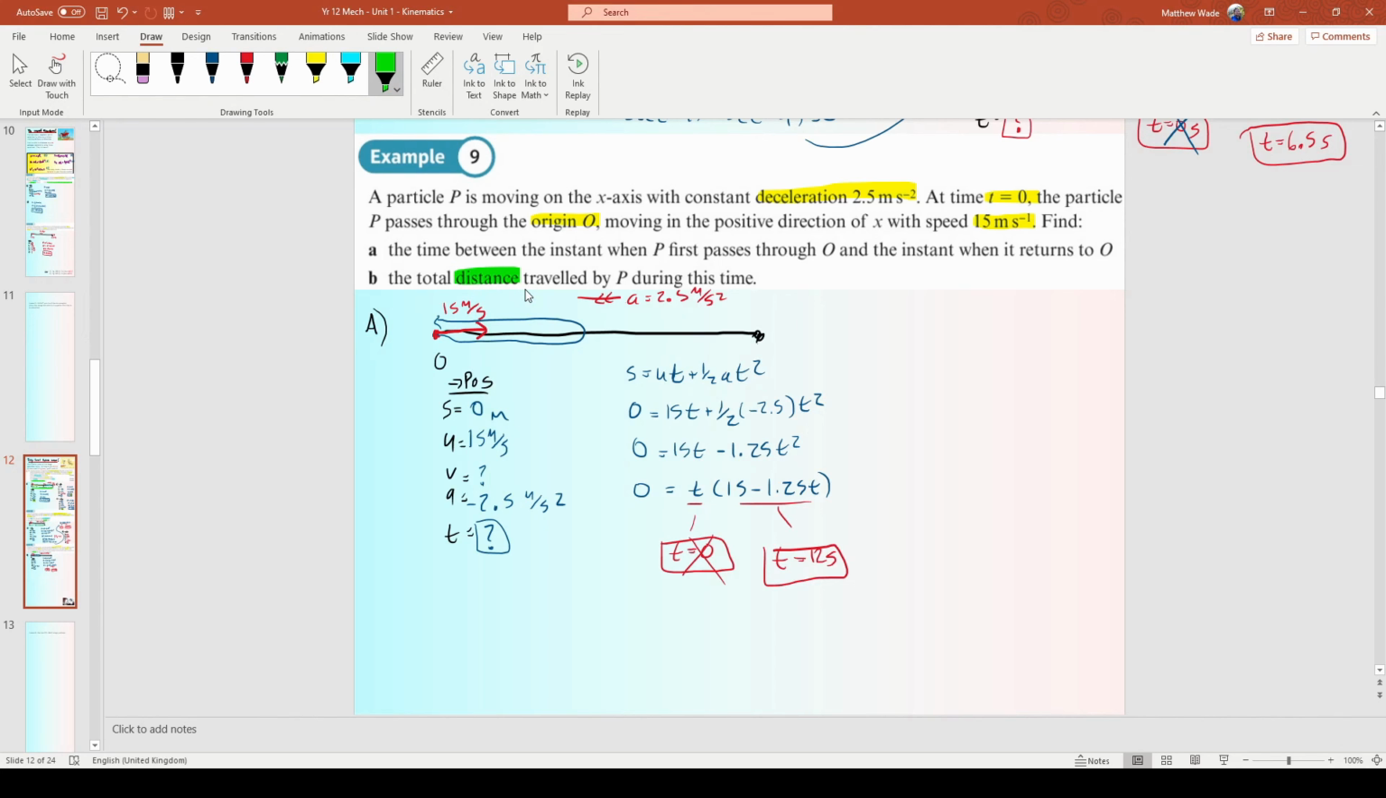Traveled by p in that time. Okay, so the distance that the particle goes. It's a tricky question. It's not 0. It should be 0 because it ended up where it started, but it's not 0 because it says distance. We need to get the entire distance. It doesn't matter about direction. It's just straight up how far did it go.